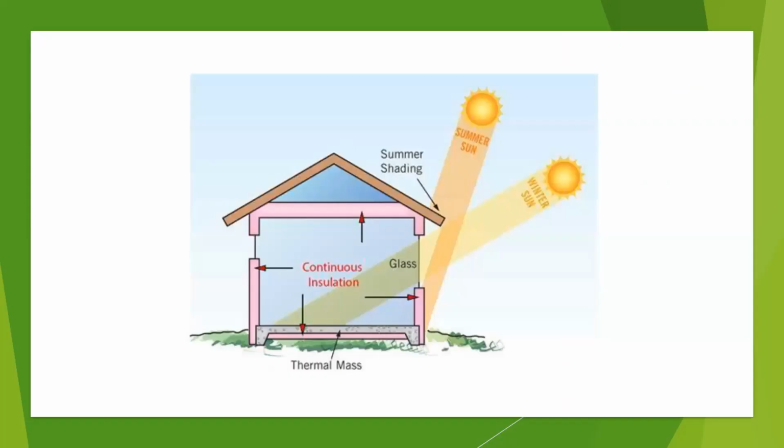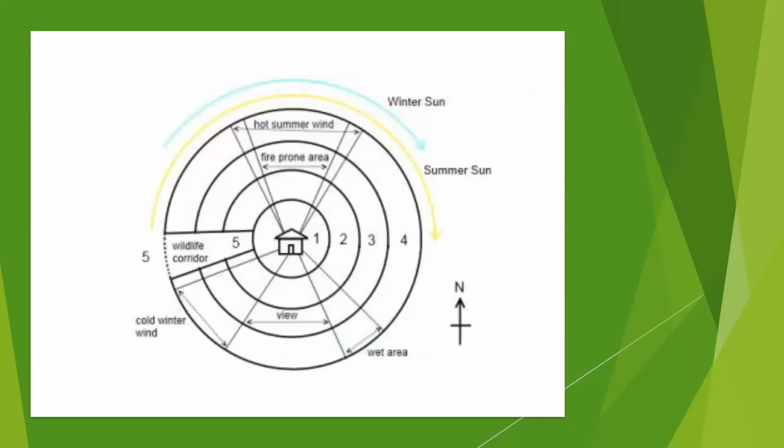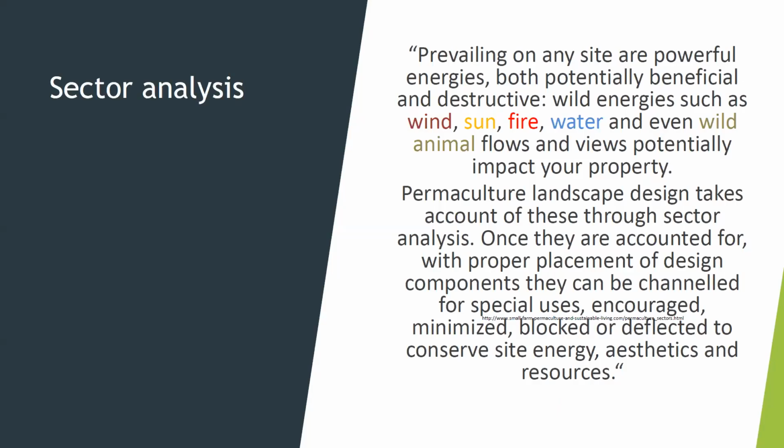And we're also going to talk about sectors. There's two key ideas here. If the zones are like concentric rings of a target going outwards, the sectors are like slices of a pie. It might be access, it might be wildlife, it might be where the sun comes from, where the wind comes from. So we define sectors as energies. So it says here, prevailing on any site are powerful energies, both potentially beneficial and destructive. Wild energies like the wind, sun, danger of fire, water, even wild animal flows, and views potentially, all impact on the property. So permaculture landscape design takes account of these through sector analysis.